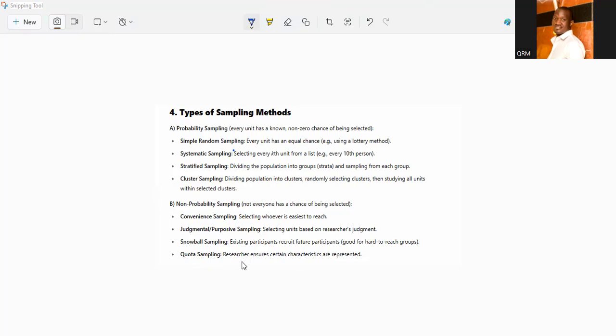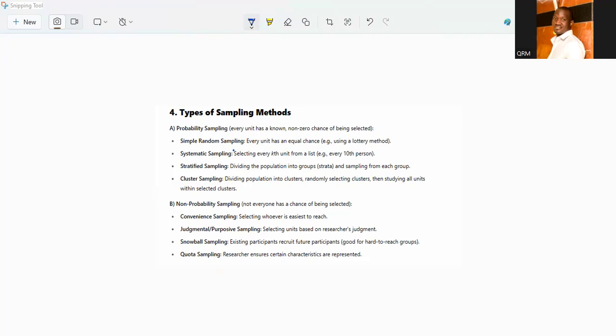Quota sampling is where the researcher ensures certain characteristics are represented. For instance, you're going to have age groups from 5 to 10, 10 to 15, 15 to 20, okay? That is quota sampling.